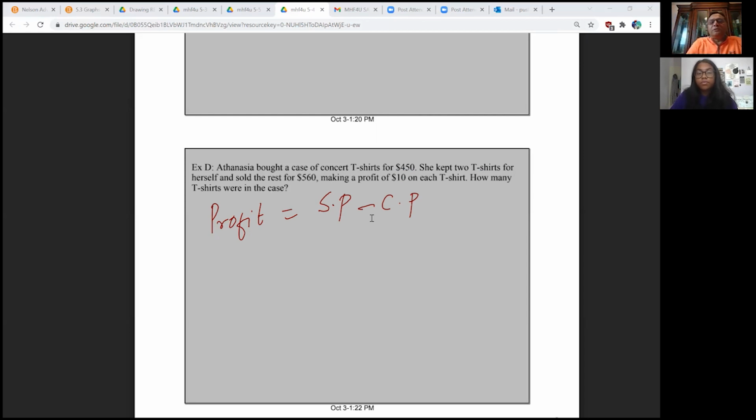Now, a case of t-shirts for 450, and it says how many t-shirts were there in the case. So first define your variable. Let x be the number of t-shirts, right?